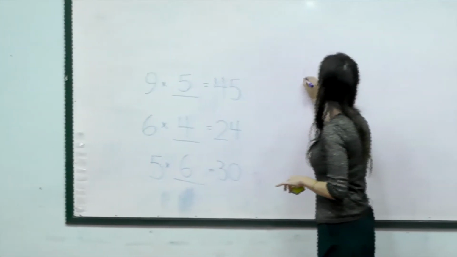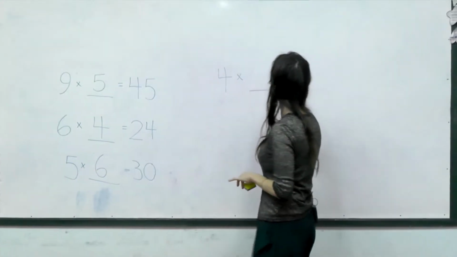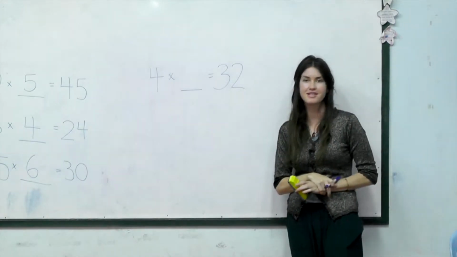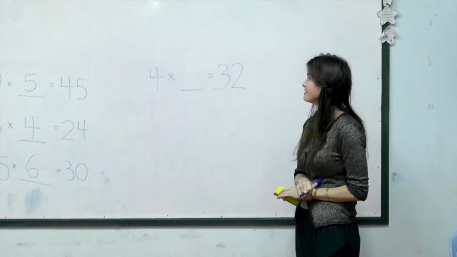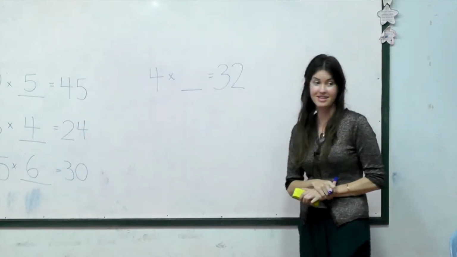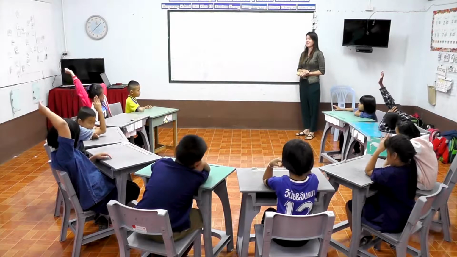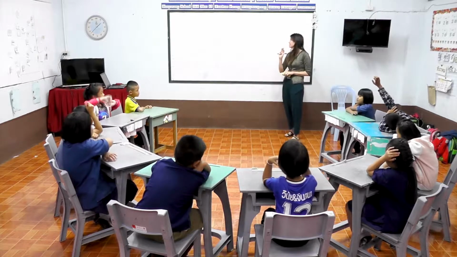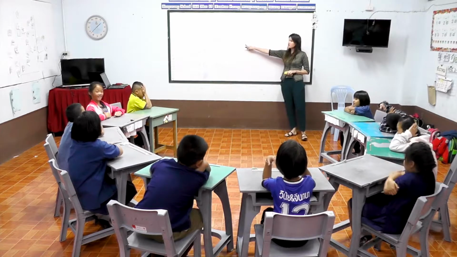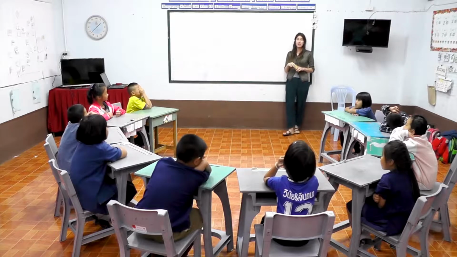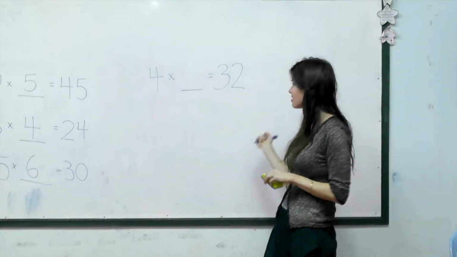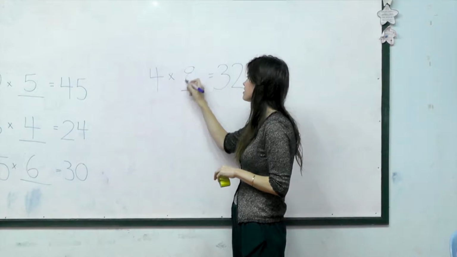Okay, let's think about 4 times what gives us 32. 4 times what number gives us 32? Got an idea? Okay, let's all say it together. 1, 2, 3. 4 times what number? 7. Not 7. 4 times 7 is 28. Good, yeah. 4 times 7 is 28. 4 times 8 will give us our 32.